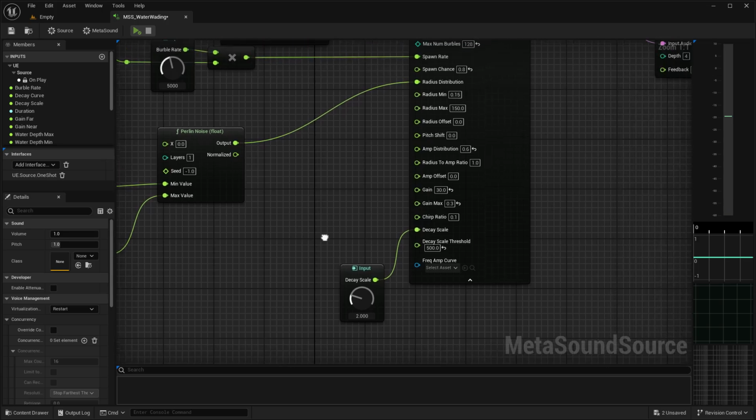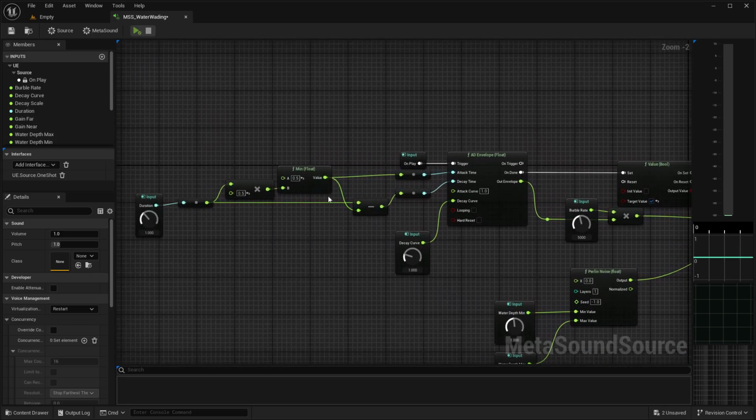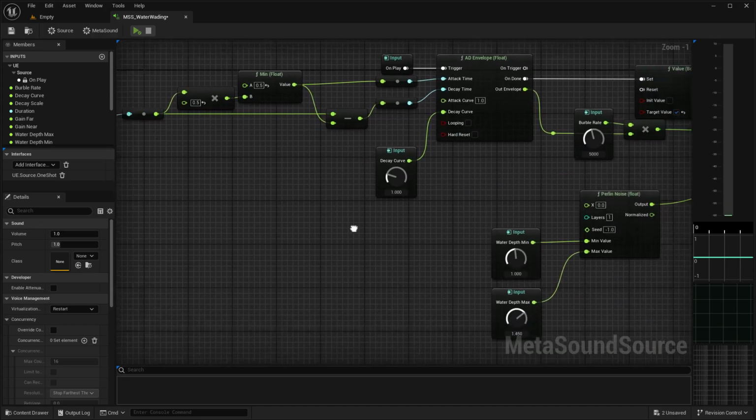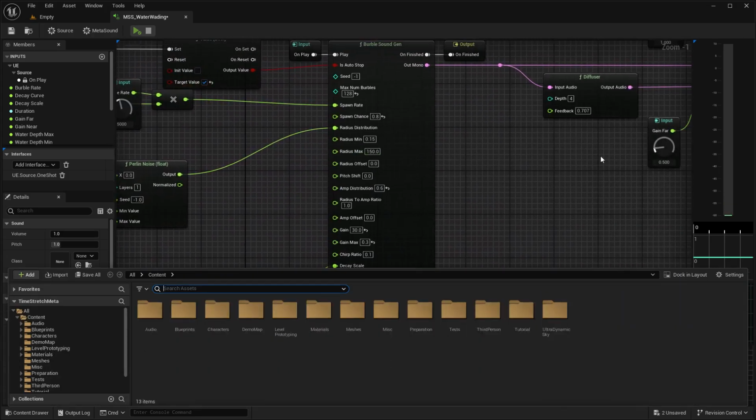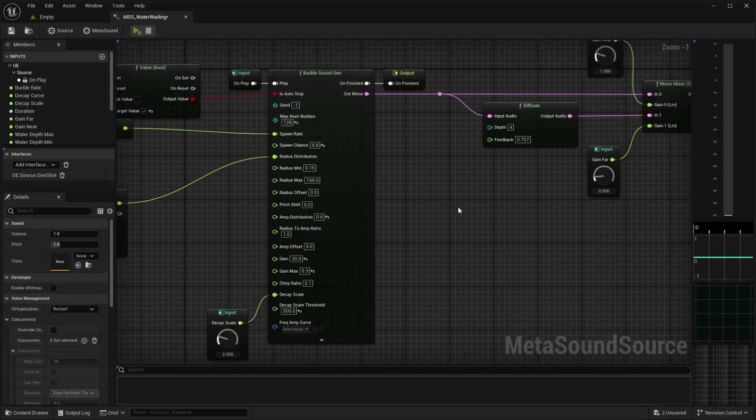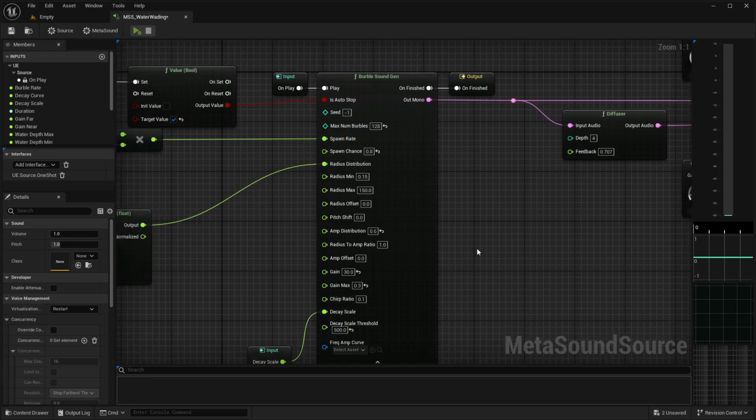Since we have a lot of big bubbles, we also increase the decay scale, like in the boiling graph. And a DSR slope is used to control the bubble rate on movement start and end. The CPU load is comparable to playing a single wave file, but the memory usage is about 10 times lower. And of course, this is way more flexible and easier to be modified.